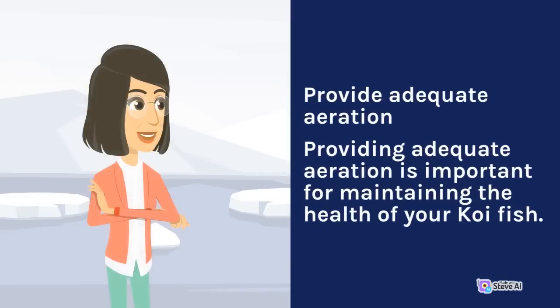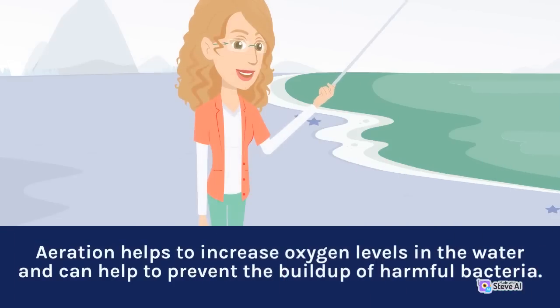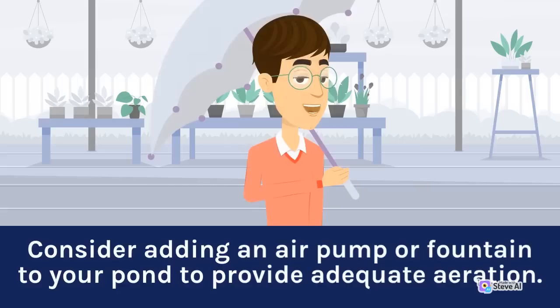Provide adequate aeration. Providing adequate aeration is important for maintaining the health of your koi fish. Aeration helps to increase oxygen levels in the water and can help to prevent the buildup of harmful bacteria. Consider adding an air pump or fountain to your pond to provide adequate aeration.